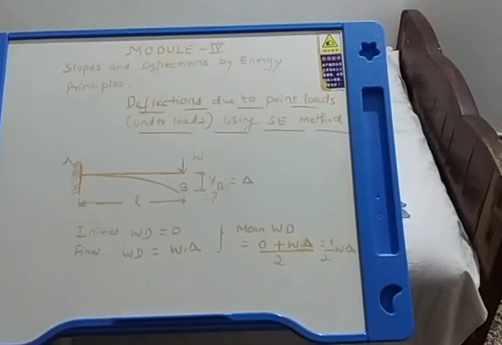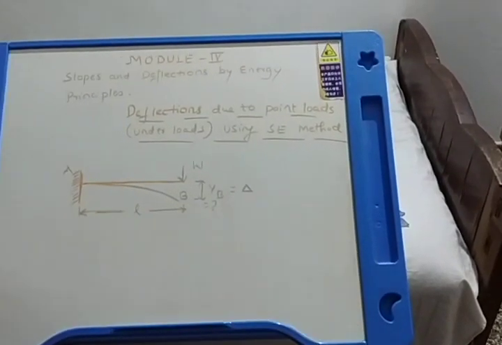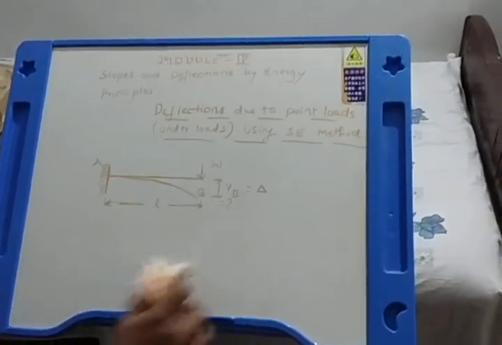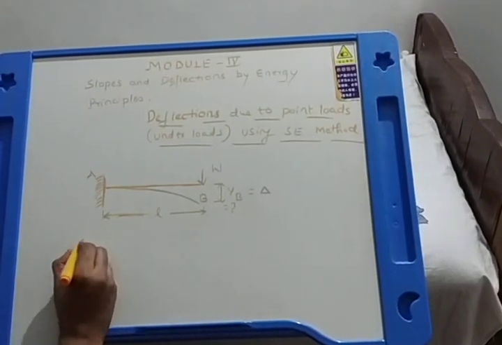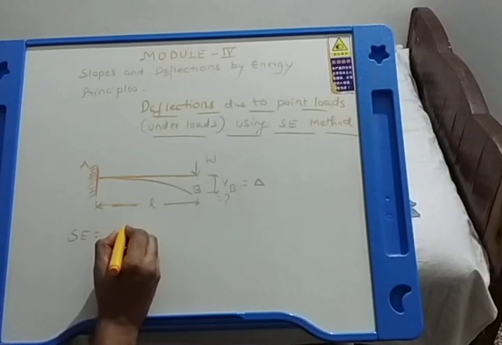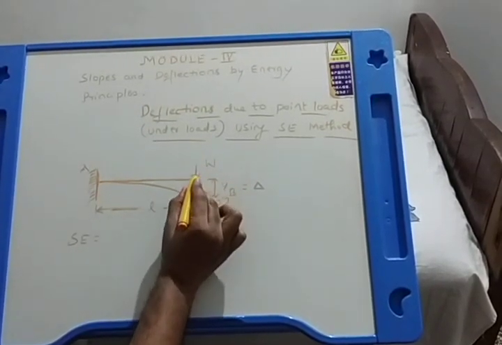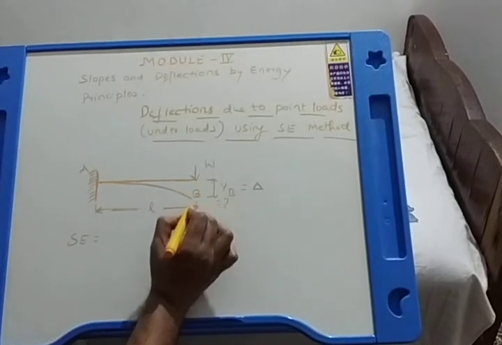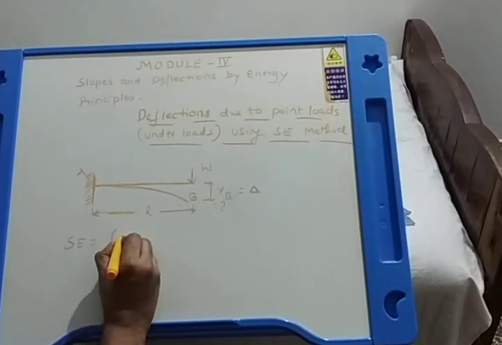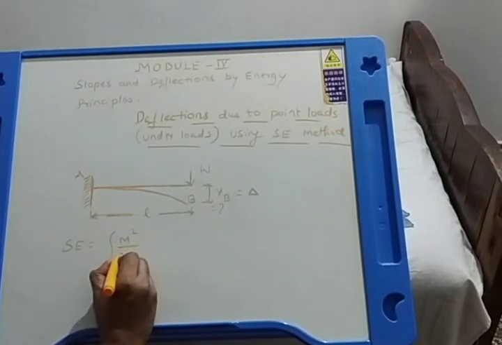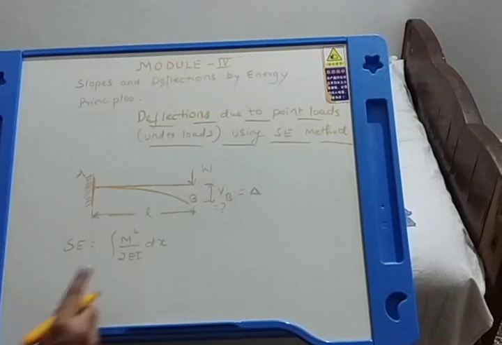Now let us find out what is strain energy stored in the structure. Now look here, strain energy. What is the definition of strain energy? Strain energy due to bending only, because this is the structure which is subjected to load and it is a flexural member or bending member. It's a cantilever. So strain energy expression that we are going to use is integration M square upon 2EI dx only, not the first expression, the second expression.